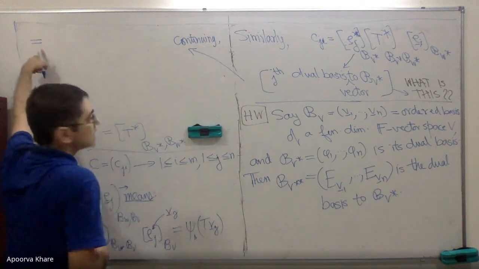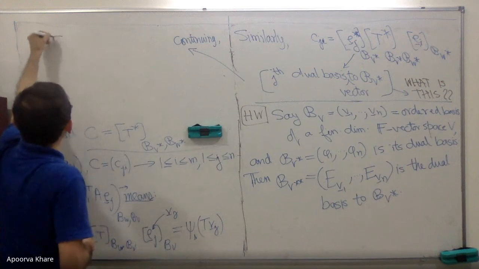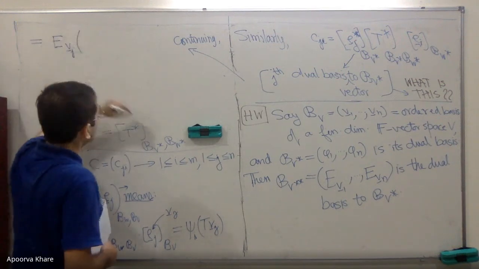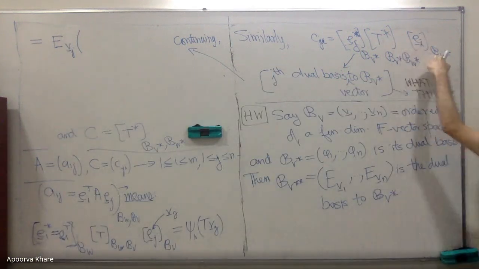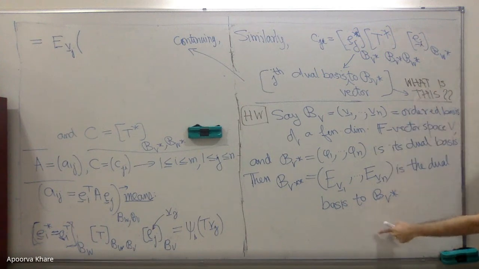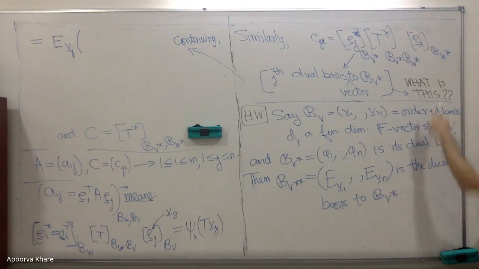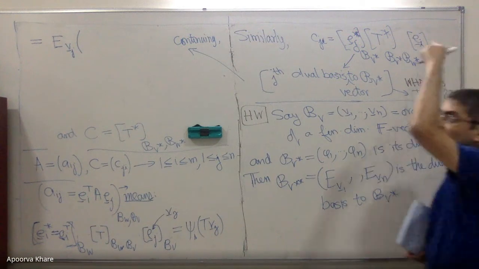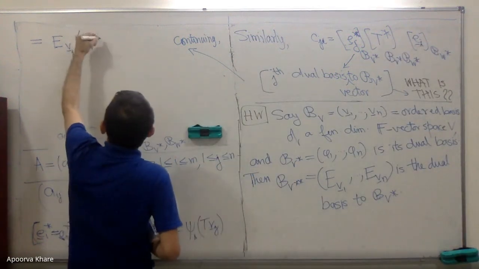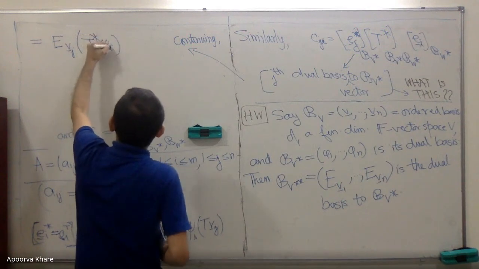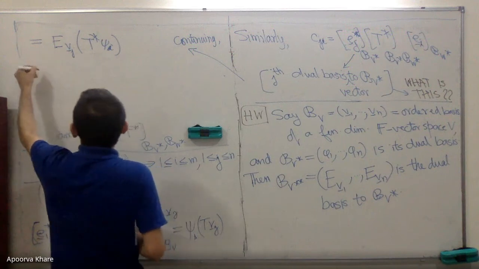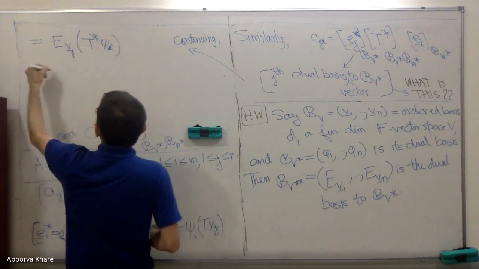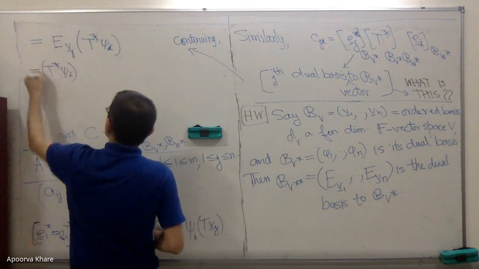Using this homework problem, this is equal to, what is the jth vector? It is E Vj, evaluated at, similar to that, T star of the ith basis vector with respect to W star. But what is W star? It was psi 1, psi 2, psi n. So the ith basis vector Ei corresponds to psi i. So it is T star psi i. That's exactly what this is, by the definitions. But now EVj means evaluation, so let's evaluate this. So this is T star psi i, evaluated at Vj.